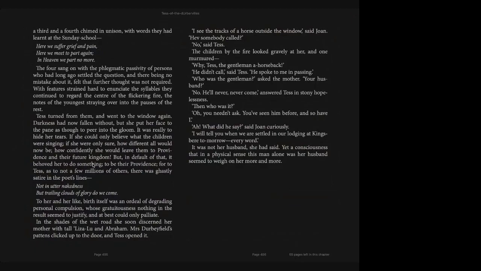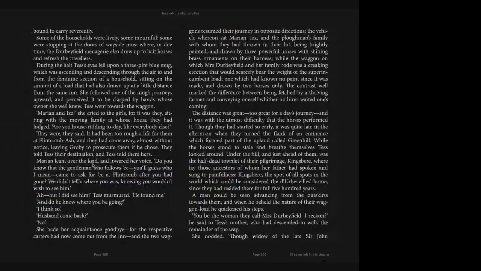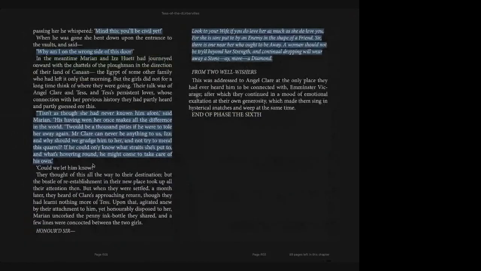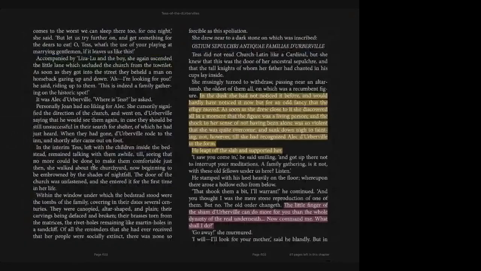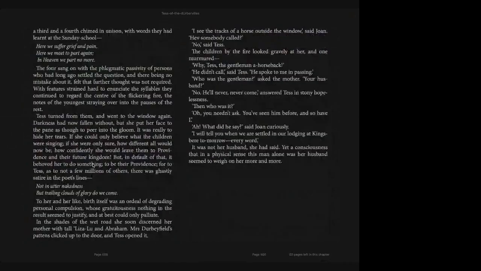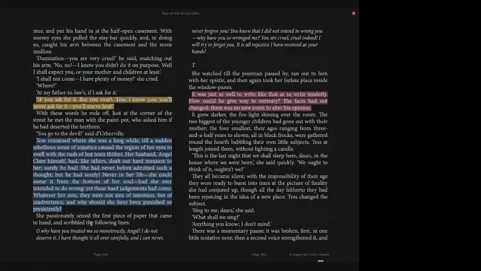And so what she does is she writes to Angel. Let's see, where is that? She writes to Angel, and here it is. And it is the most forceful thing she's written so far.